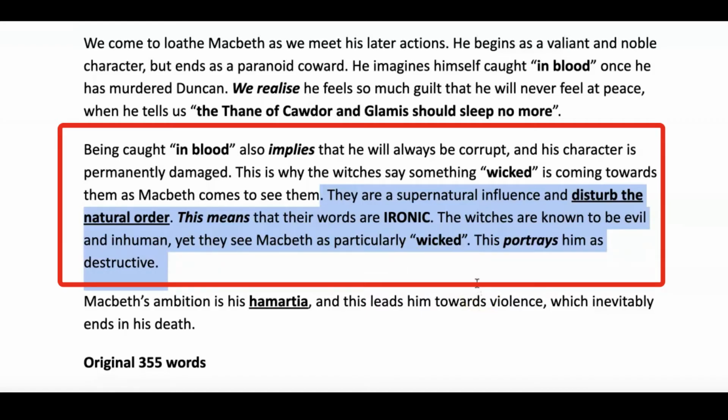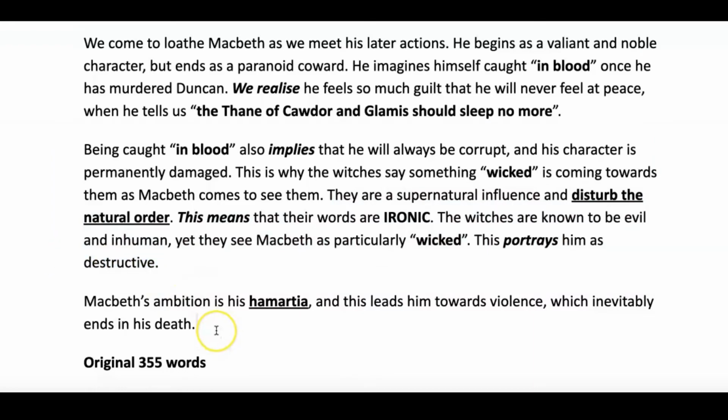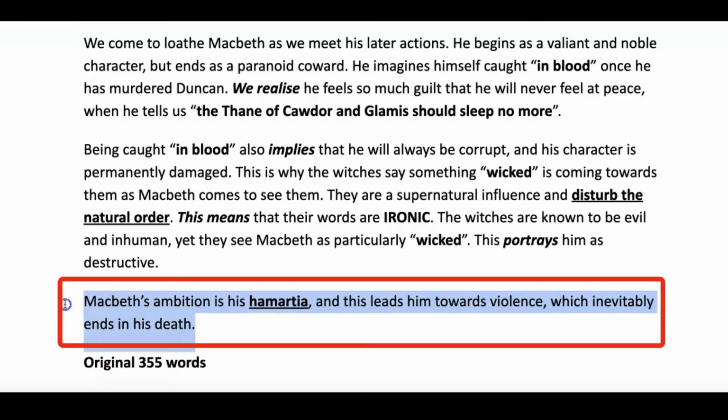This means that their words are ironic. The witches are known to be evil and inhuman, yet they see Macbeth as particularly wicked. This portrays him as destructive. So this word destructive links back to the violence of the question, which is why it scores marks. And then we have this very brief conclusion. Macbeth's ambition is his hamartia, and this leads him towards violence, which inevitably ends in his death.